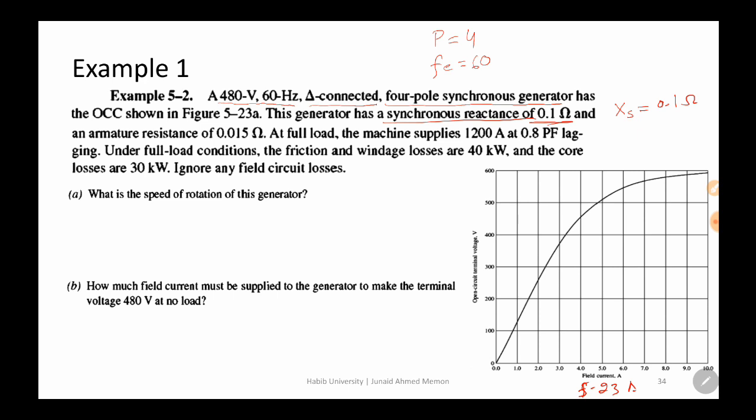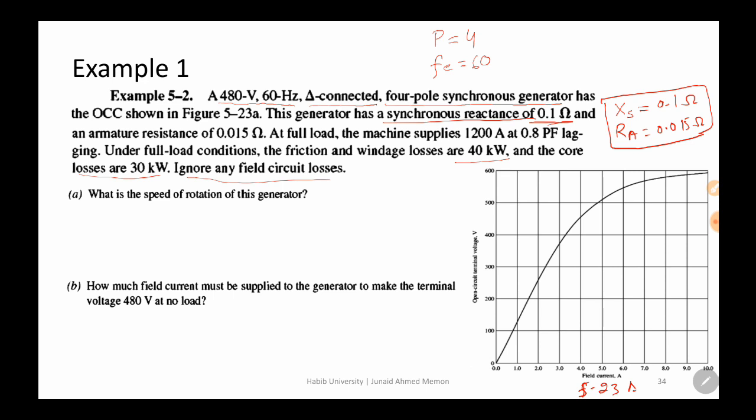armature resistance, which is RA, which will be 0.015 ohms. So remember, these parameters are phase parameters. So in each phase we have a synchronous reactance of 0.1 ohms, and in each phase we have an armature resistance of 0.015 ohms. So at full load the machine supplies 1200 amperes at 0.8 power factor lagging. Under the full load conditions, the friction and windage losses are 40 kilowatts, core losses are 30 kilowatts. Ignore any field losses.